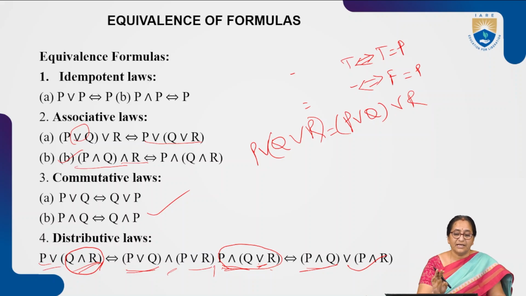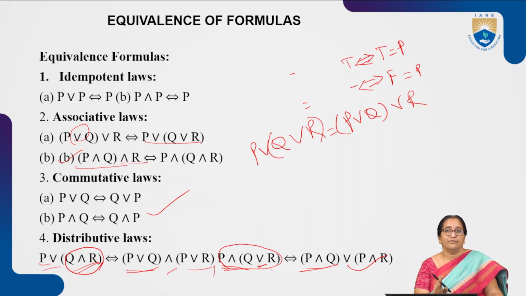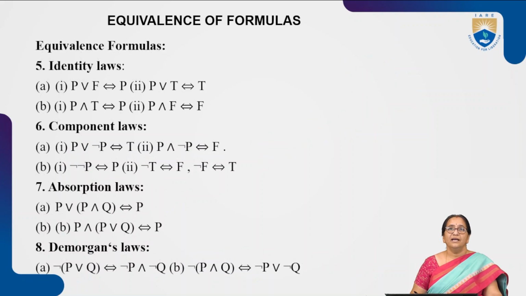The first one is the idempotent law, the second is associative laws, the next is commutative laws, and the next is distributive laws. The next one is the identity law. Identity law means P or F is equivalent to P, P or T is equivalent to T, P and T is equivalent to P, and P and F is equivalent to F. These are the identity laws.